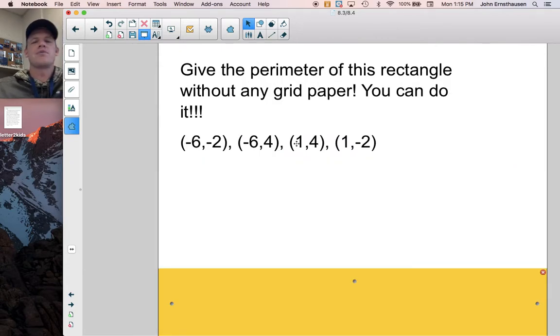All right, here's a tough one to start class today. This is good for those of you that think that some of the graphing stuff's been too easy. I would like you to try to find the perimeter, which means the distance around this rectangle, without using grid paper. Give you guys a little time to see if you have any clue how to do this. This is a very tough question.